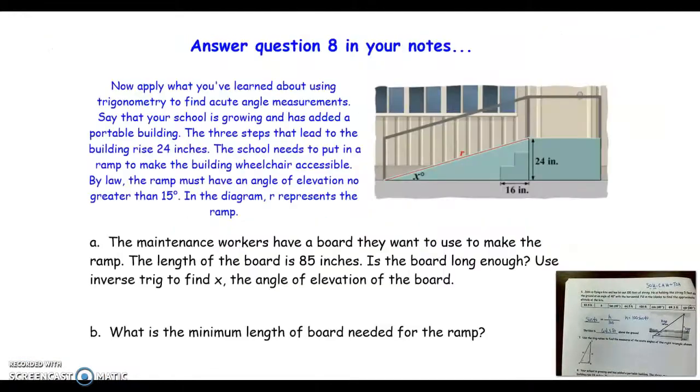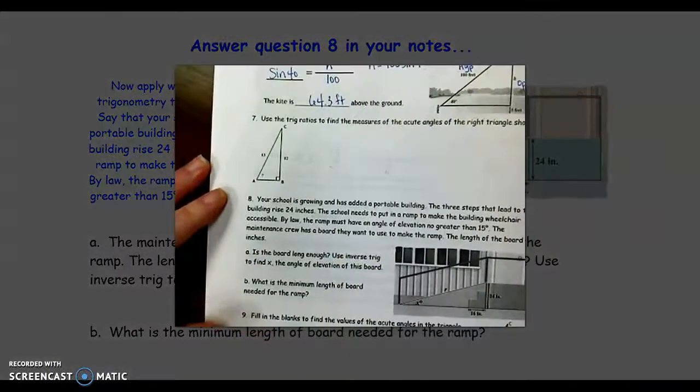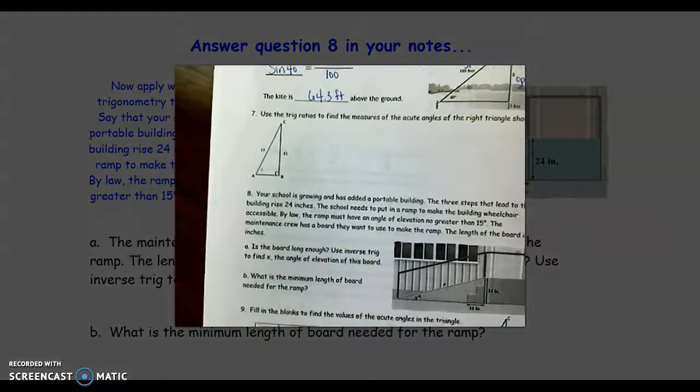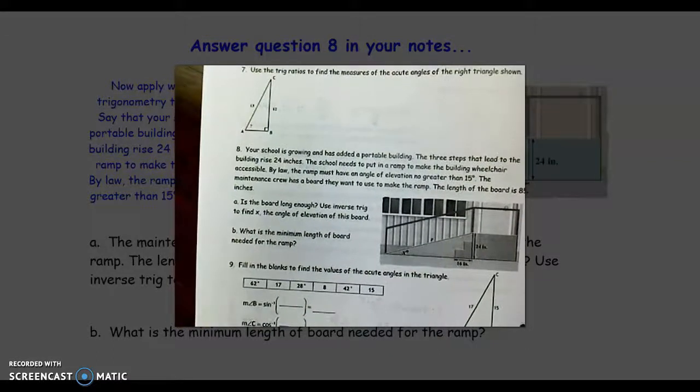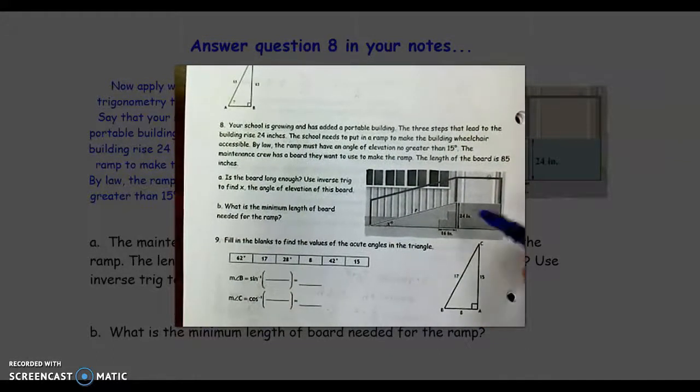All right, so let's look at question 8 in our notes. We are told our school is growing and has added a portable building. The 3 steps that lead to the building rise 24 inches. So that's given right here. The school needs to put in a ramp to make the building wheelchair accessible, and by law the ramp must have an angle of elevation no greater than 15 degrees. So this angle has to be 15 degrees or less.